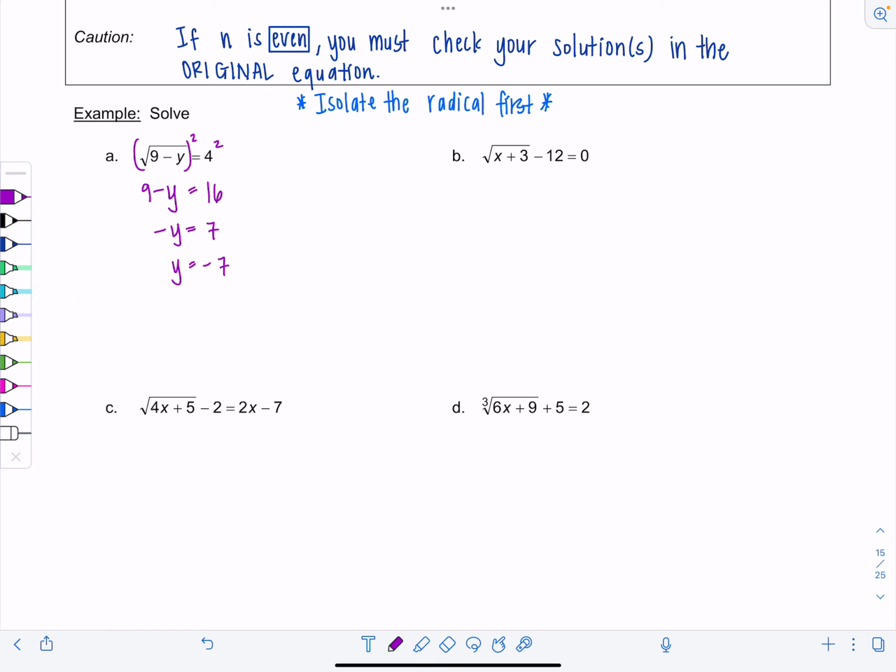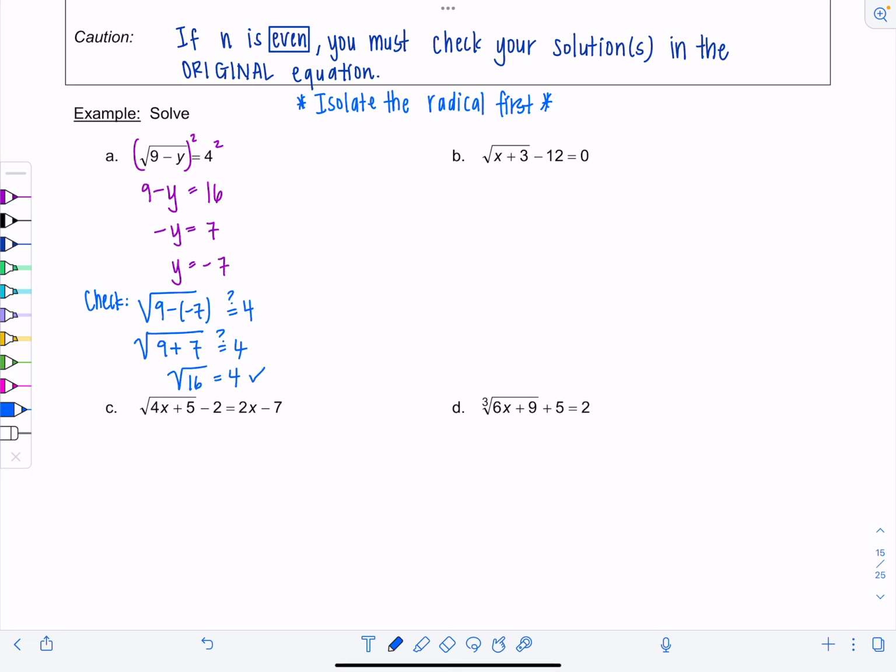Okay, now remember, I squared both sides. I raised both sides to the 2nd power. 2 is an even number. So we have to check this answer, this solution of negative 7, in the original before we can say that we've finished the problem, okay? So here we go, checking time. Is the square root of 9 minus negative 7, put a question mark right now, does that equal 4? So is the square root of 9 plus 7 equal to 4? Certainly, square root of 16 equals 4. So we're good to go.